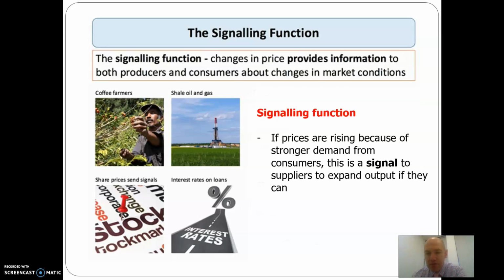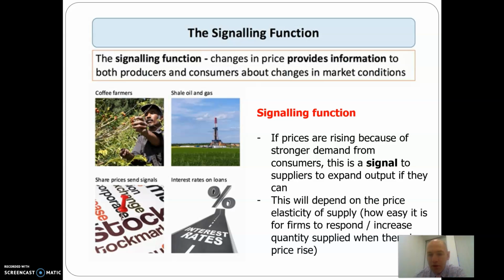Now, in terms of that signalling function, just remember, if prices are rising because of stronger demand, perhaps from consumers, it's a signal to suppliers to expand output if they can. Whether or not they're going to be able to will depend on the price elasticity of supply. So just how easy it is for firms to respond or increase quantity supplied when there's a price rise.